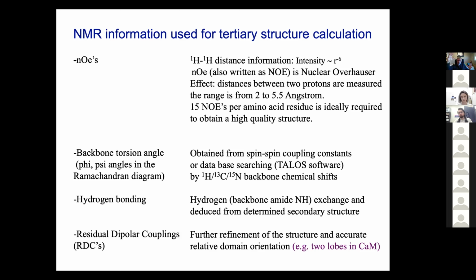So if you think about the two lobes of calmodulin, they're quite far apart from each other. And of course, they're beyond the distance that you can measure with NOEs. They're way beyond that 5.5 angstrom distance. So they're not well positioned with respect to each other because you don't measure anything that has that distance. And the nice thing about these residual dipolar couplings is that they give long-range information. So they allow you to really position two lobes that are far apart from each other in space quite well. All right, so that's why that's useful.